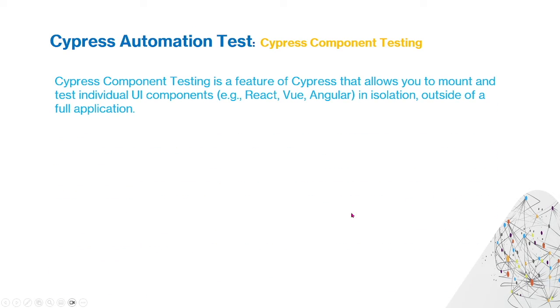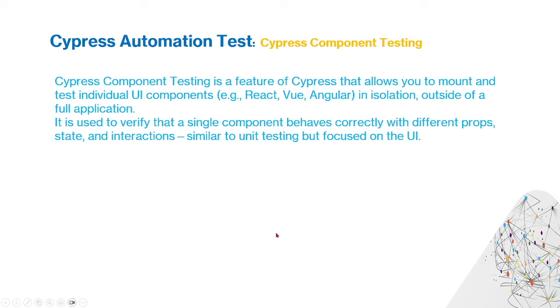Cypress Component Testing is a feature of Cypress that allows you to mount and test individual UI components, React, Vue, Angular, in isolation, outside of the application. It is used to verify that a single component behaves correctly with different props, state, and interactions, similar to unit testing but focused on the UI.